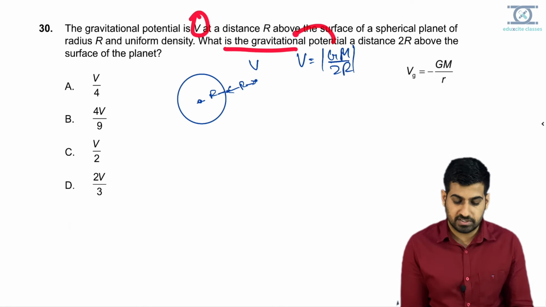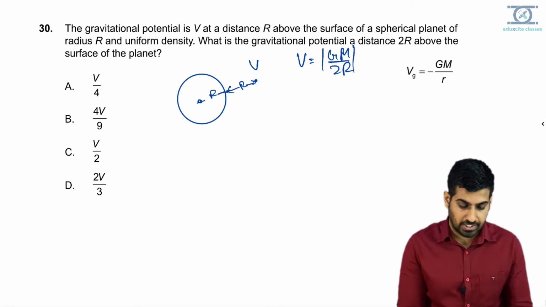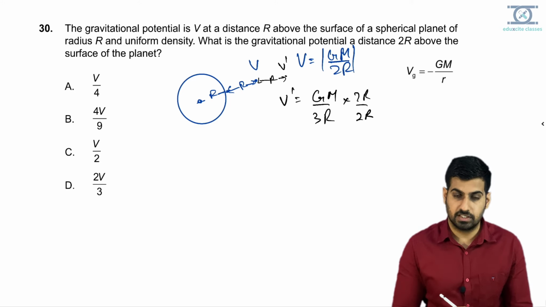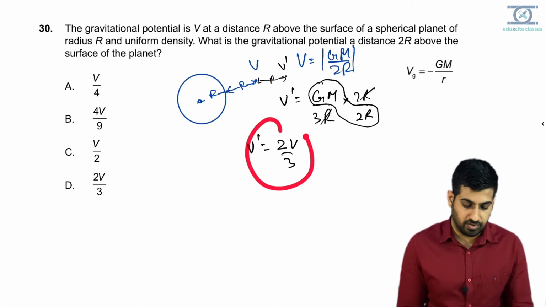Now what is the gravitational potential at a distance 2r above the surface of the planet? Now I have to find, let us say, V dash, this is again r. So V dash is GM upon 3r, r plus 2r. I want to write the answer in terms of V. So GM upon 2r is V. So V dash is 2V by 3, r and r get cancelled. So 2V by 3, that is option D, is the right answer.